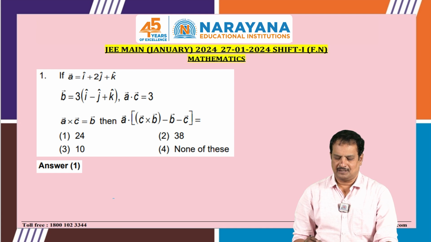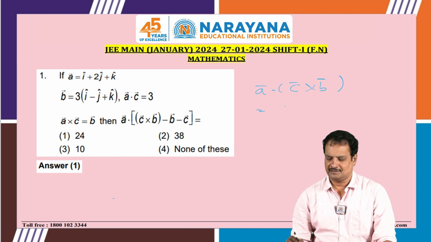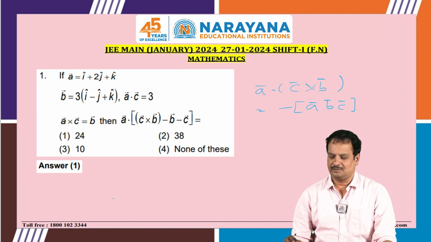Here A bar, B bar and A bar dot C bar were given, and even A bar cross C bar. In this case the requirement is A bar dot C bar cross B bar minus C bar. So what we are supposed to do is, first, A bar dot C bar cross B bar can be written as minus of box A bar B bar C bar, because when you interchange the vectors B bar and C bar you will get a minus sign, and after that this is A bar dot B bar cross C bar. How do you find this one?